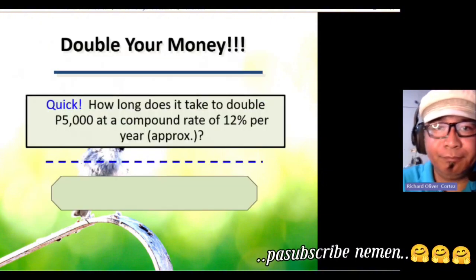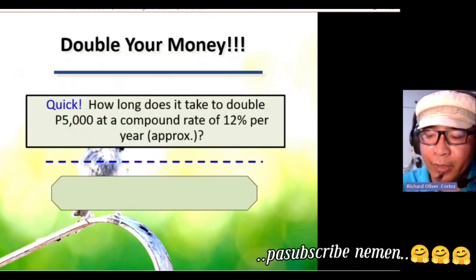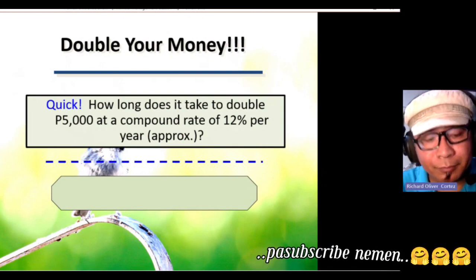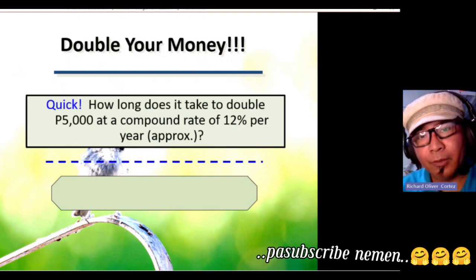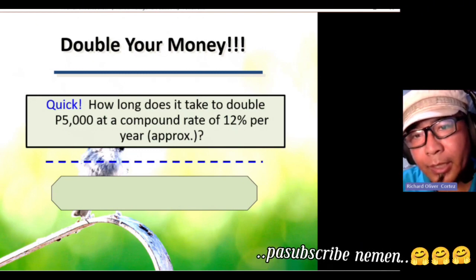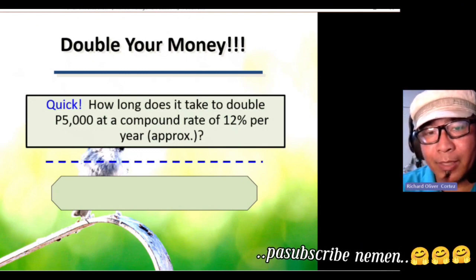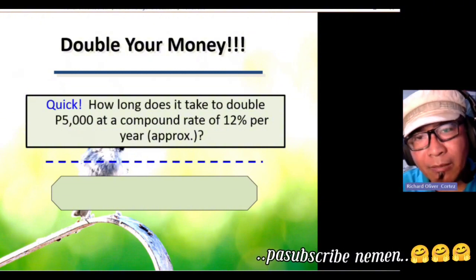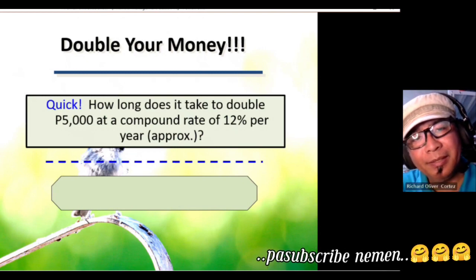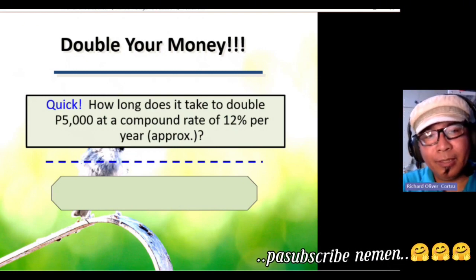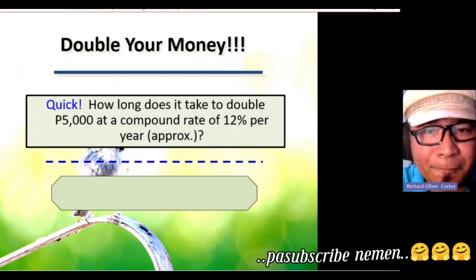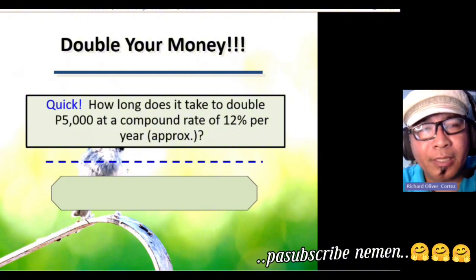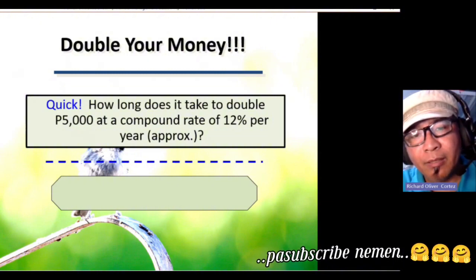So ito naman, this one is very simple. If you're going to know ilang taon ang bibilangin mo bago ang pera mo, a certain amount of money, ilang taon bago siya madoble. Di ba? Minsan yung tanong natin, pag may pera kang in-invest, gaano katagal bago siya madoble? Di ba? So example, you have 5,000 pesos. In-invest sa bangko. Yung sabi ng bangko, the interest rate to be given is 12% per year.